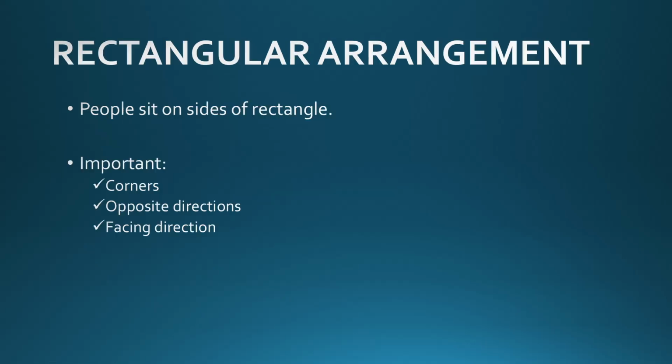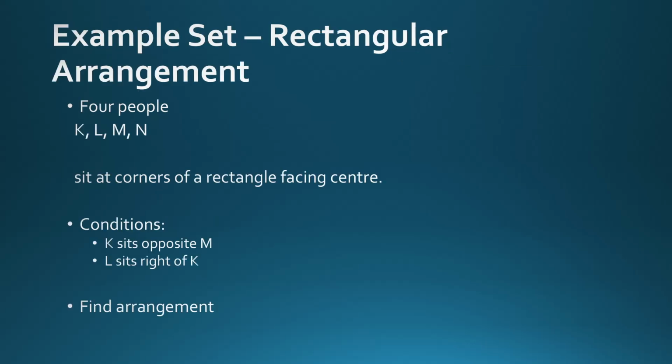Relative, and remember, relative positions matter more than exact seats. Now let's come to rectangular arrangement. Here, people sit on sides of a rectangle, and important things are corners, opposite directions, facing direction. Rectangular arrangements are common in banking and CAT exam. Now let's look at an example set of rectangular arrangement.